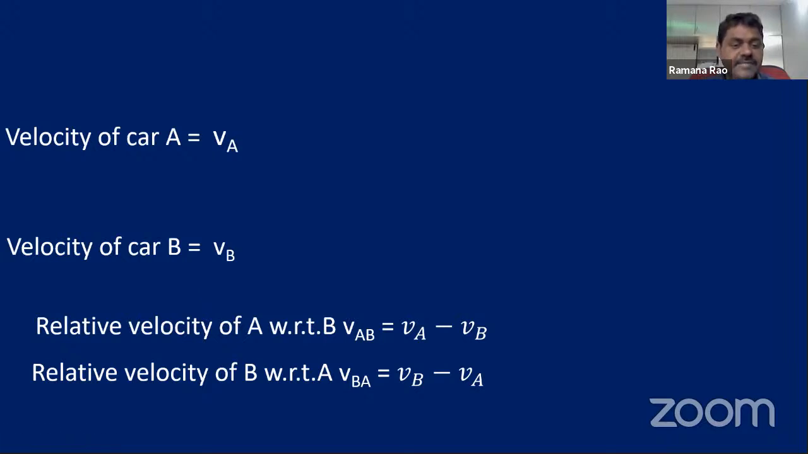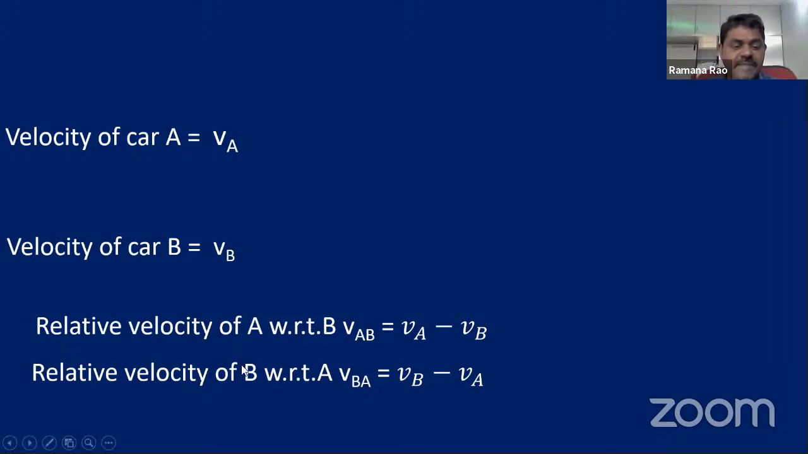So the relative velocity of A with respect to B is VAB. Students, listen carefully. VAB means velocity of A with respect to B. Relative means difference. I already told you clearly, relative means difference. So the difference is VA minus VB.